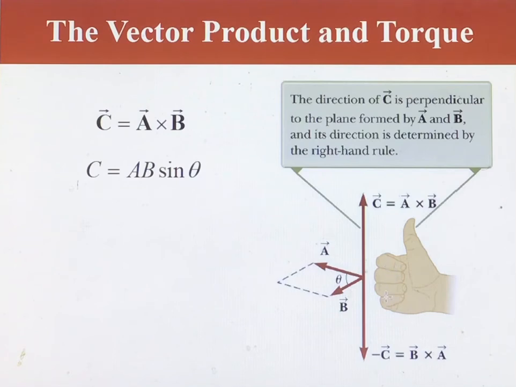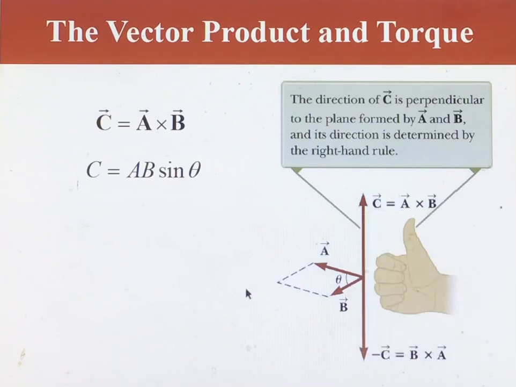So curl all your fingers in the direction of vector B, then your thumb is going to point in the direction of vector C. So what you can see here is that the magnitude of vector C is just the magnitude of A times the magnitude of B times the sine of the angle. But the direction is pointing up.